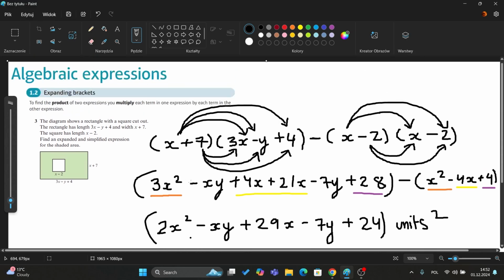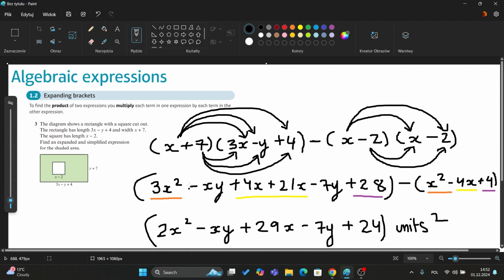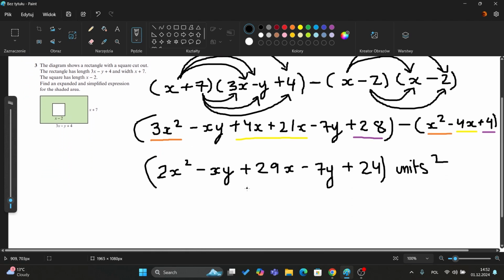And basically that is the whole chapter. We expand the brackets each time by another term, and don't be scared by the normal questions. Just think about what would happen with normal numbers instead of letters.